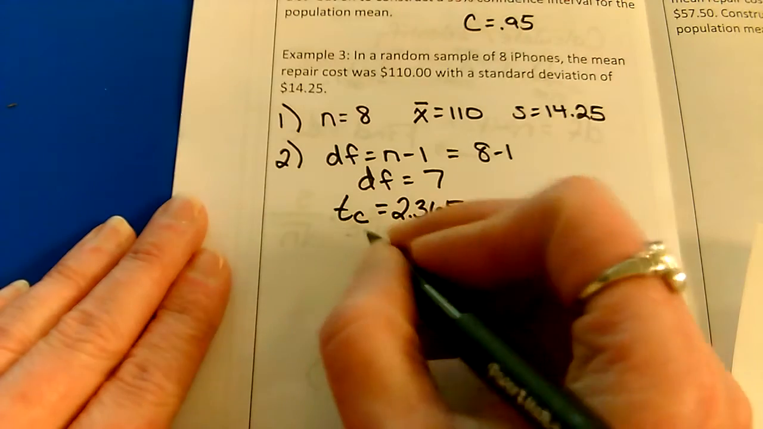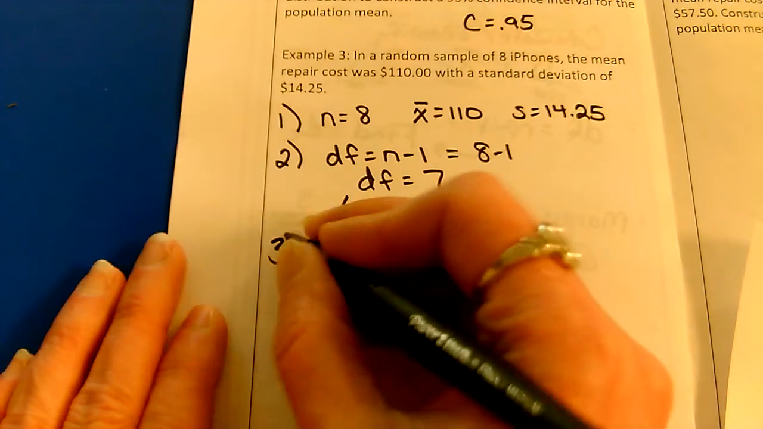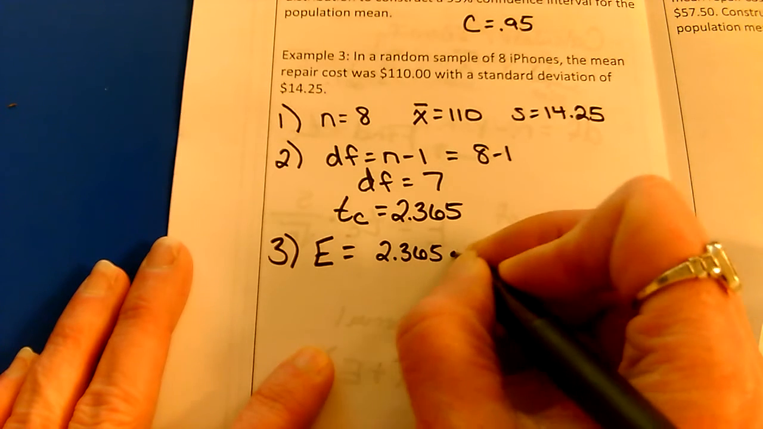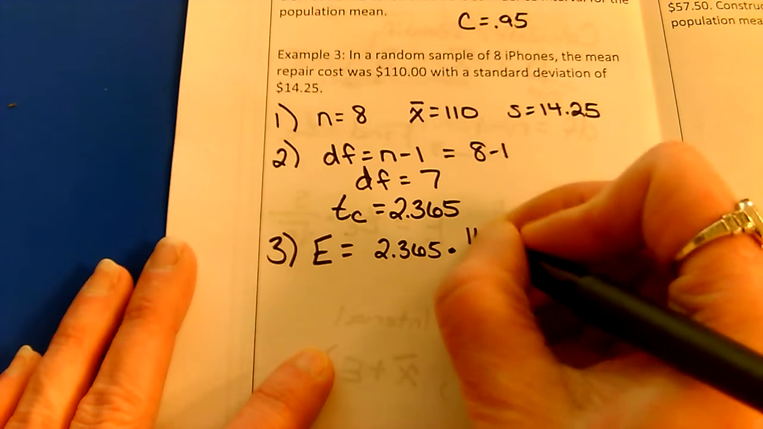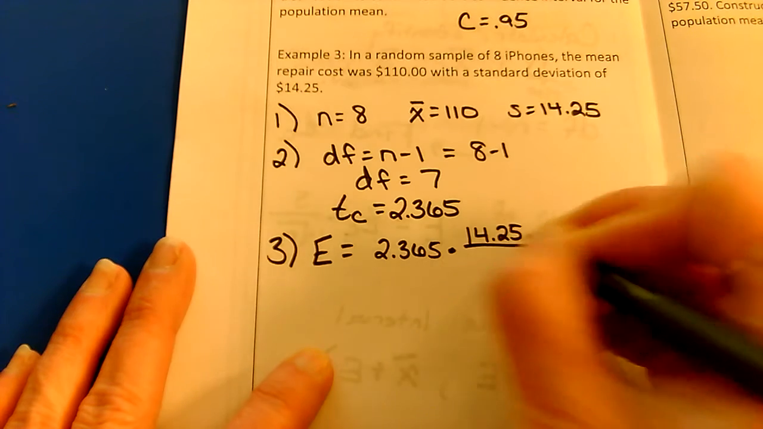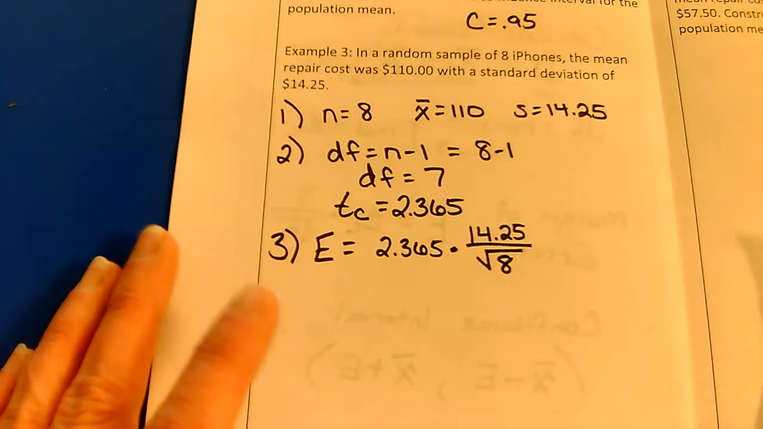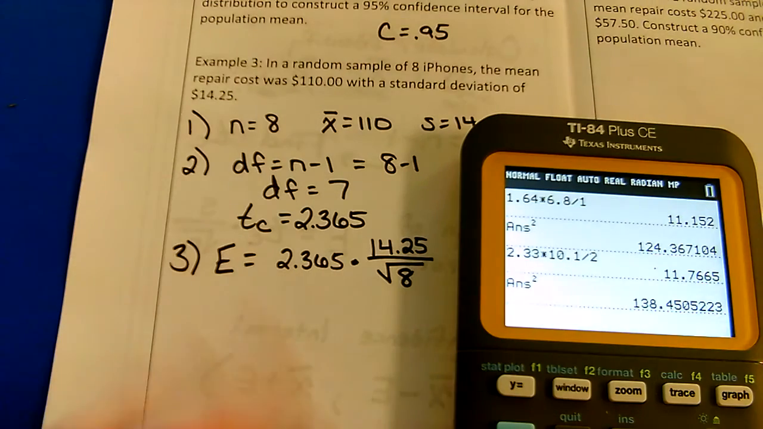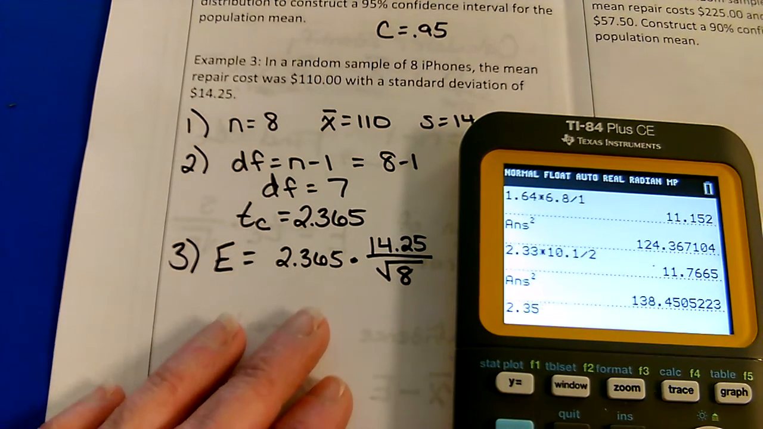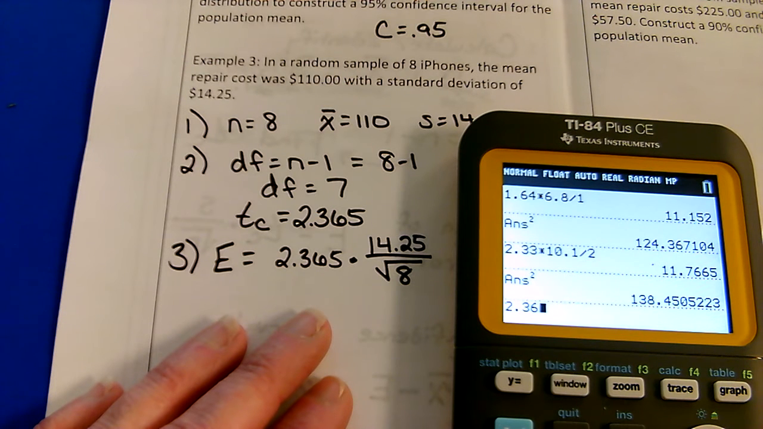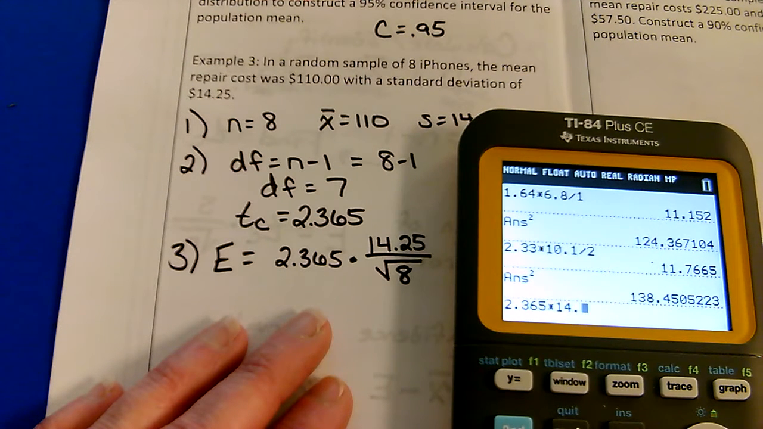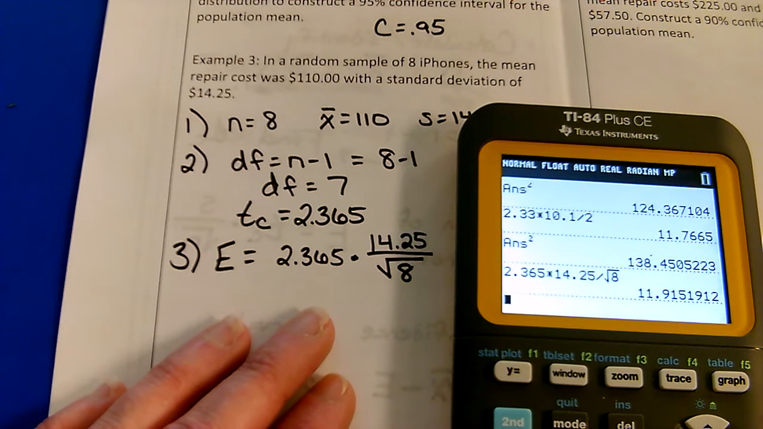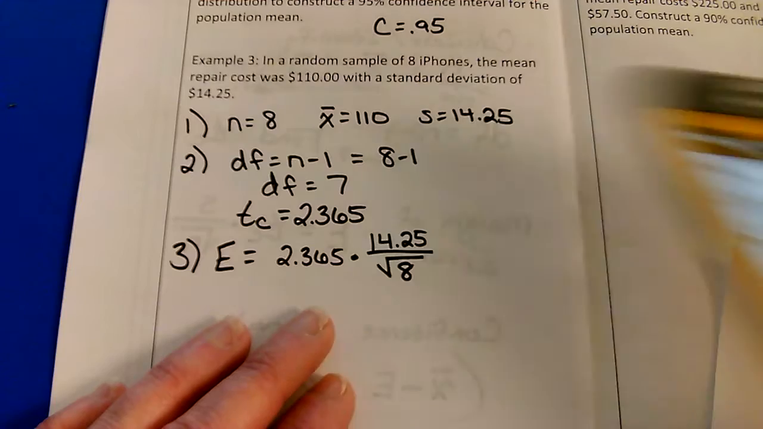So, my error is going to be 2.365 times the standard deviation divided by the square root of our number of values. So 2.365 times 14.25 divided by the square root of 8. I got 11.92.